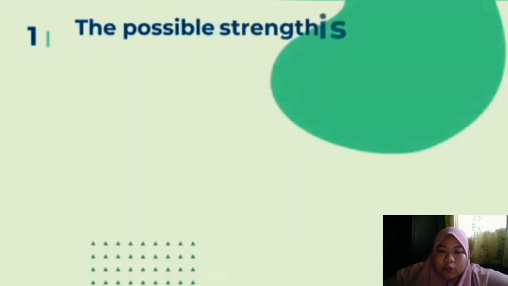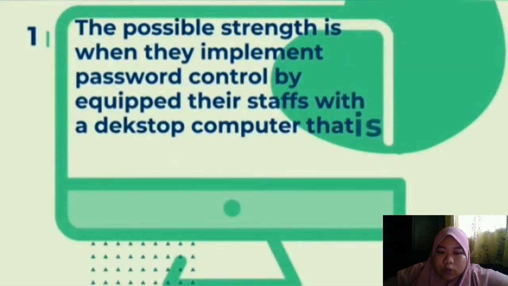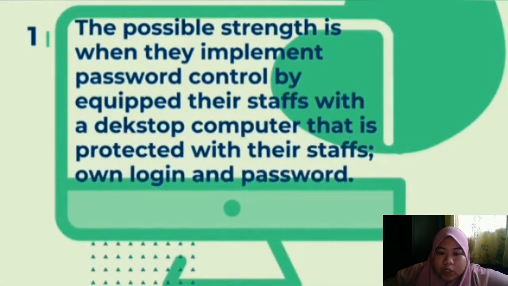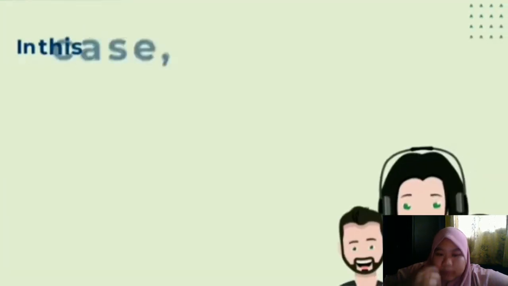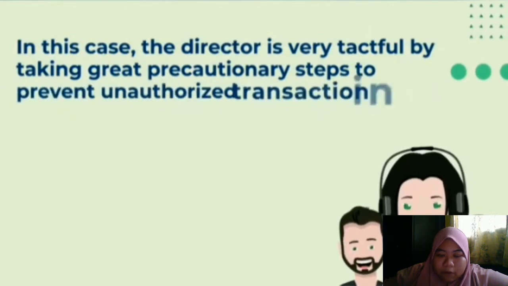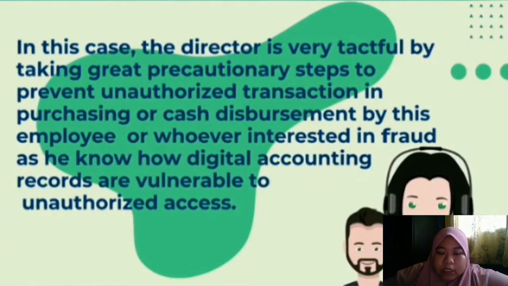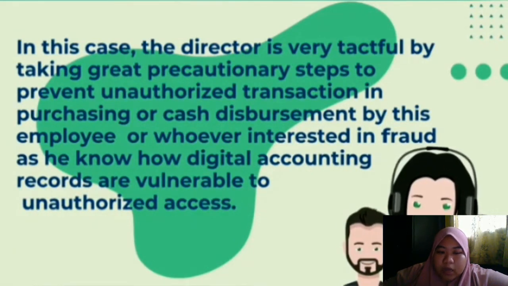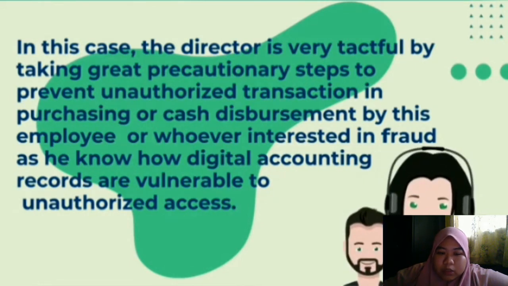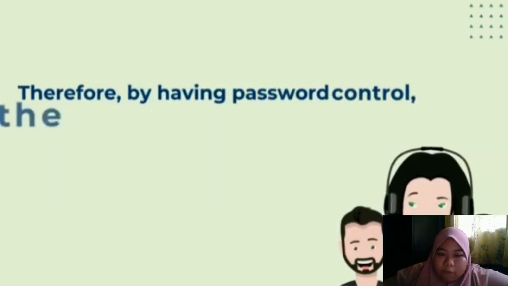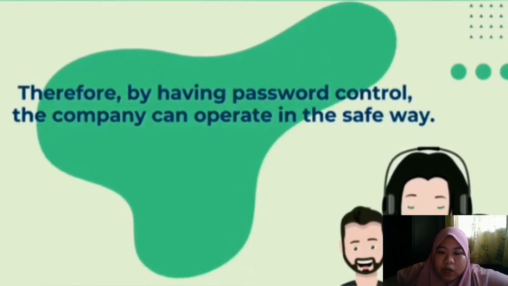Firstly, the possible strength is when they implement password control by equipping their staff with a desktop computer that is protected with their own login and password. In this case, the director is very tactful by taking great precautionary steps to prevent unauthorized transactions in purchasing or cash disbursement by employees interested in fraud, as we know how vulnerable digital accounting records are to unauthorized access. Therefore, by having password control, the company can operate in a safe way.